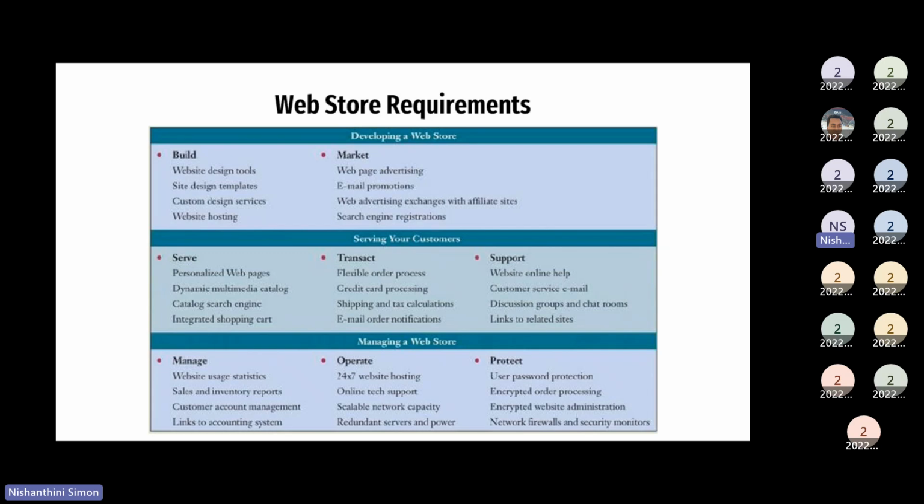When it comes to the transaction, there is another important feature: the flexible order processor. Almost all websites have it now. Even at the last moment, we can cancel or add to the orders. When it comes to the processing, there is e-payment. We have to think about how to carry out credit card or debit card payment in a secured way. And shipping and tax calculations too.